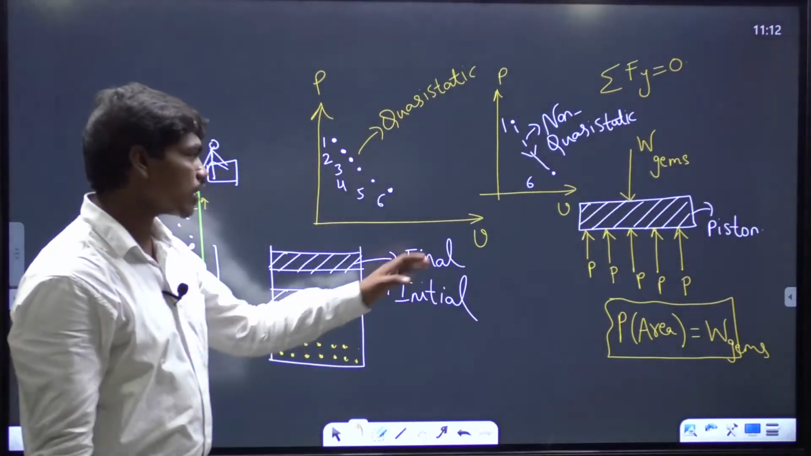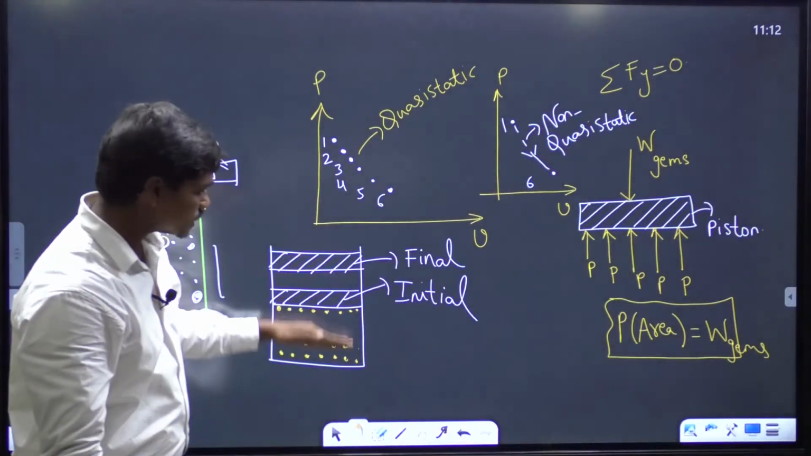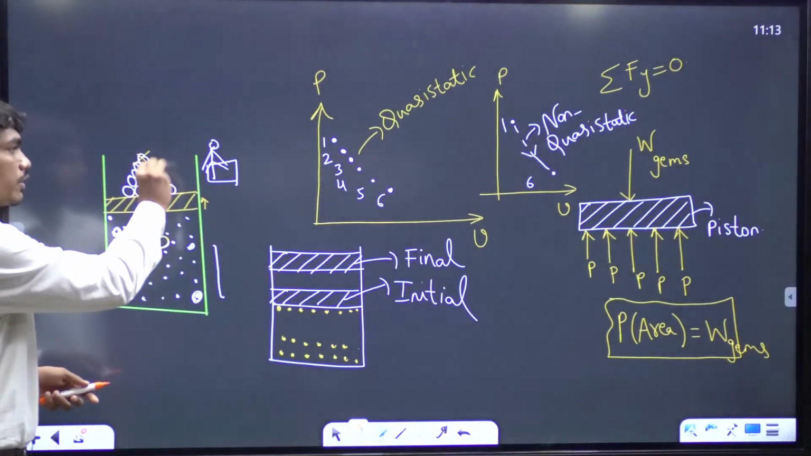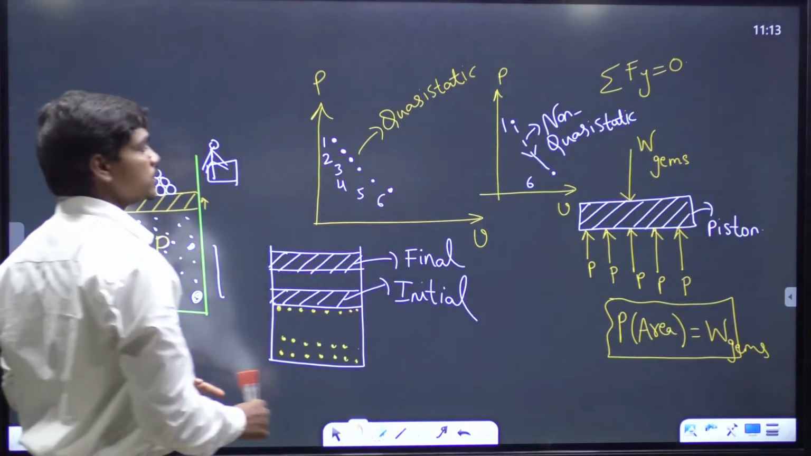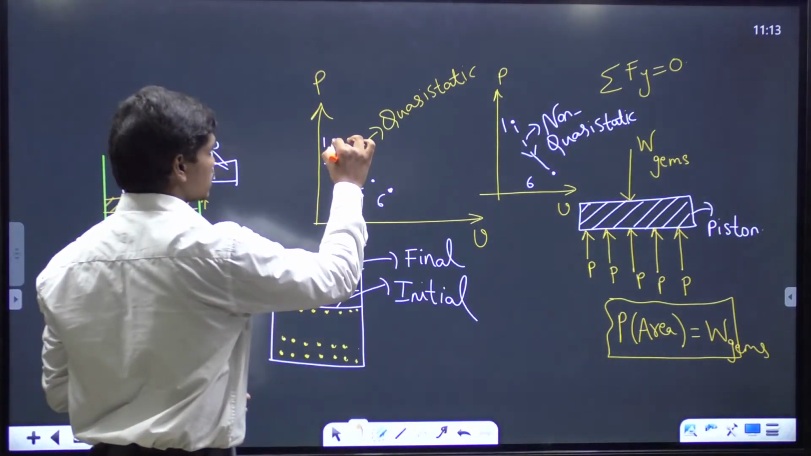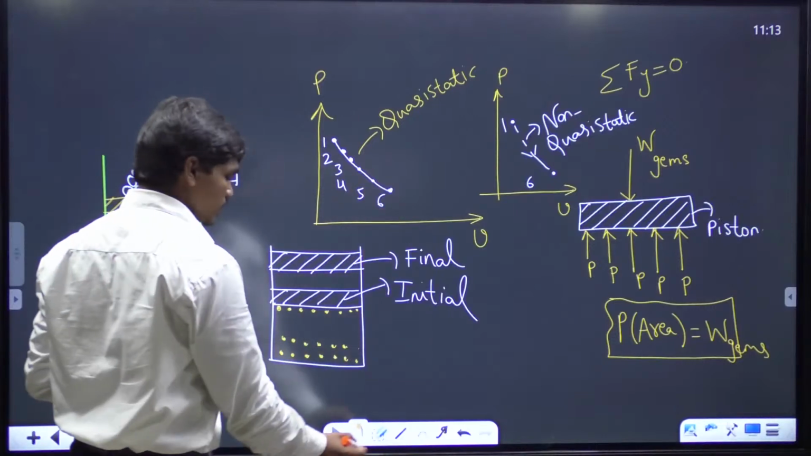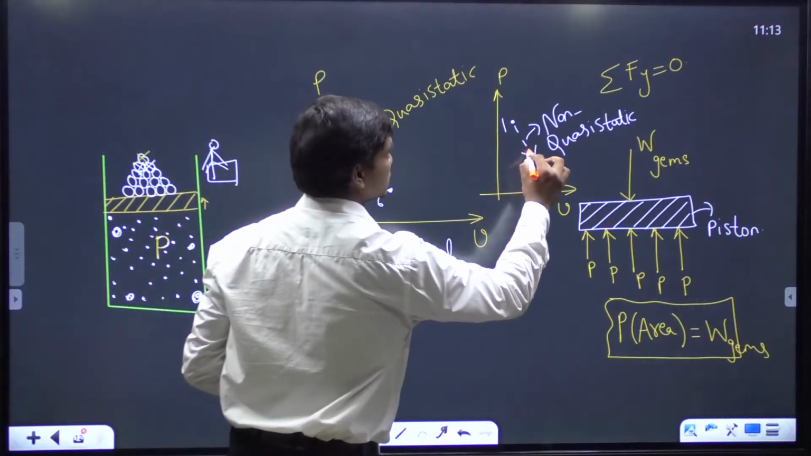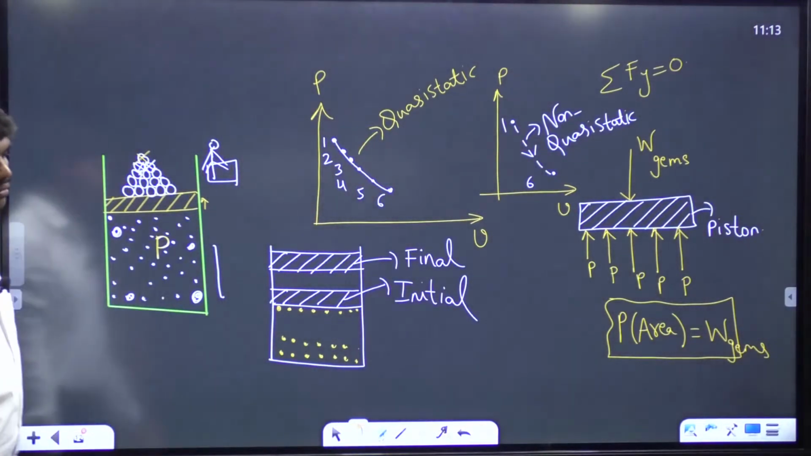Correct? Because in a non-quasi-static process, you don't know what the intermediate states are, because the pressure of the gas shifts suddenly from here to here. But in case of a quasi-static process, when you are removing, you know each and every intermediate state. So that's why you can join this quasi-static process when all points are known to you. But in a non-quasi-static process, you're not aware of the intermediate points. So generally you denote non-quasi-static processes with a dotted line. Okay.